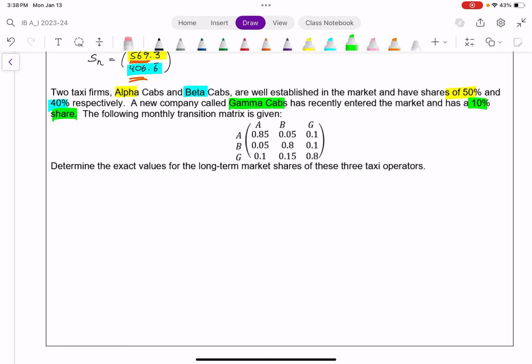All right, so I want to find the exact values. So that gives us a hint that I don't just want to punch in big numbers into my calculator, for the long-term market shares of these 3 operators. Right now, it's 50%, 40%, 10%. But over time, what will be the long-term share?